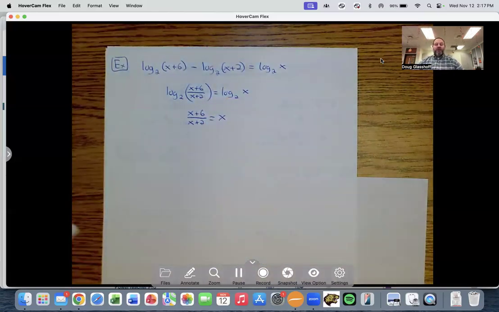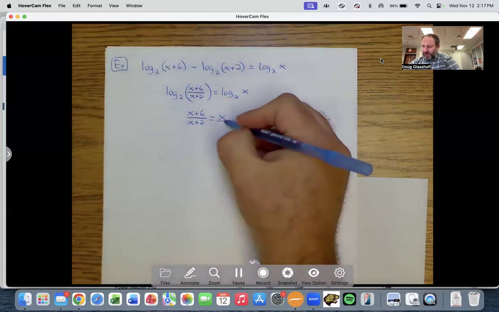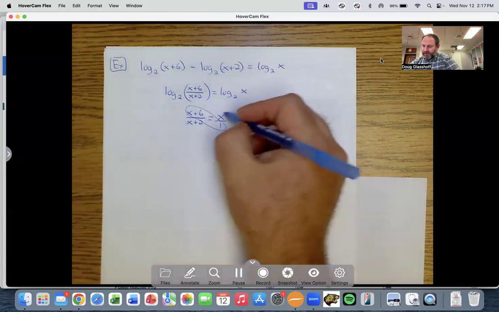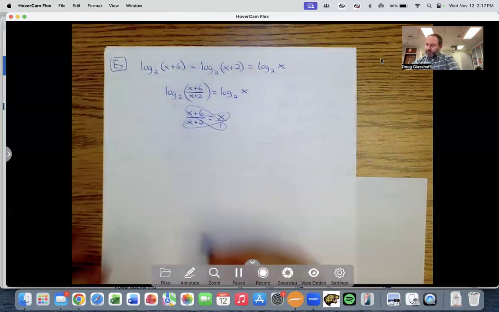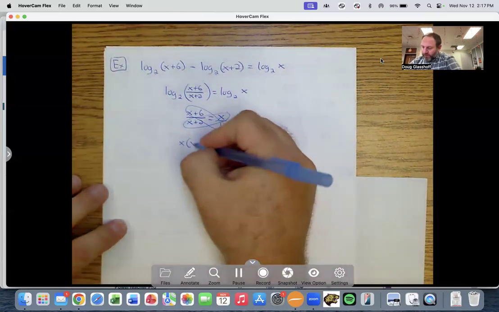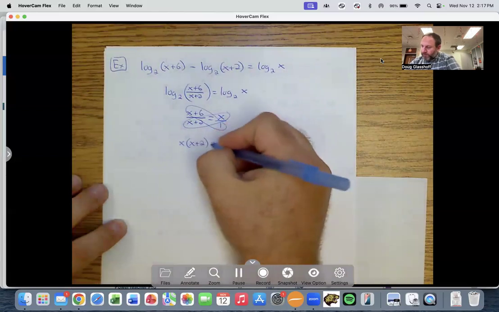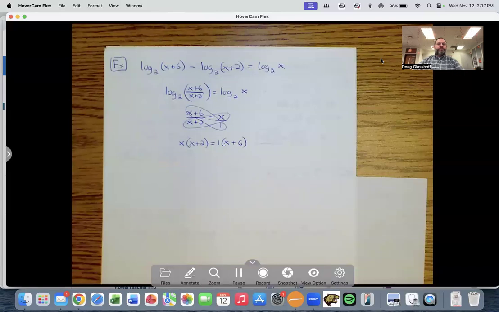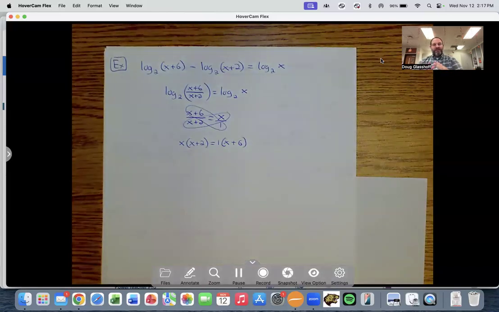Okay, now I can solve this. To do this, it's going to be a little bit more work, because I'm going to cross multiply. So I'm going to take 1 times x plus 6, and I'm going to take x times x plus 2. And that'll get rid of the fraction. So that's called cross multiplication. It's like when you have a proportion, when the two fractions equal each other, you can just cross multiply.